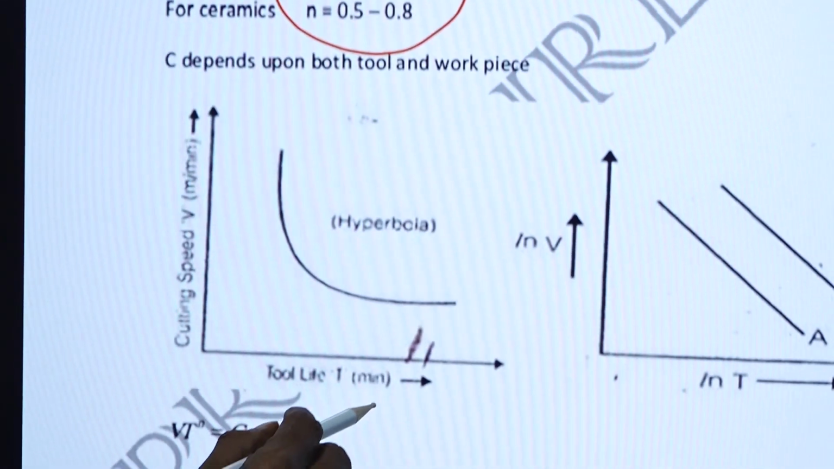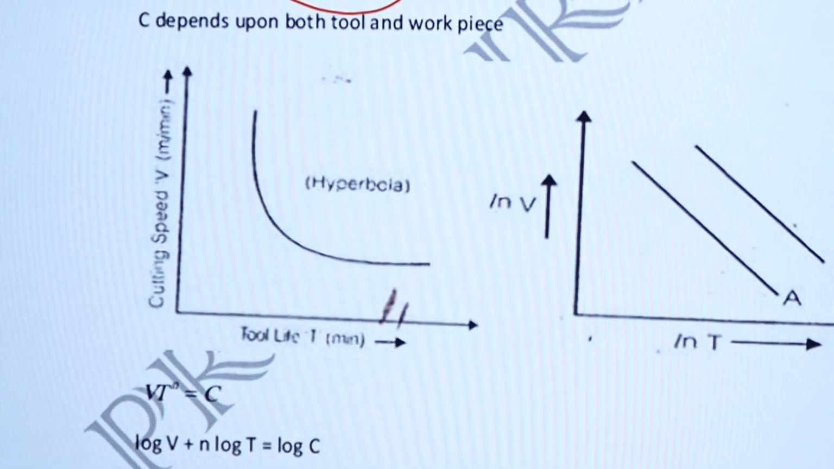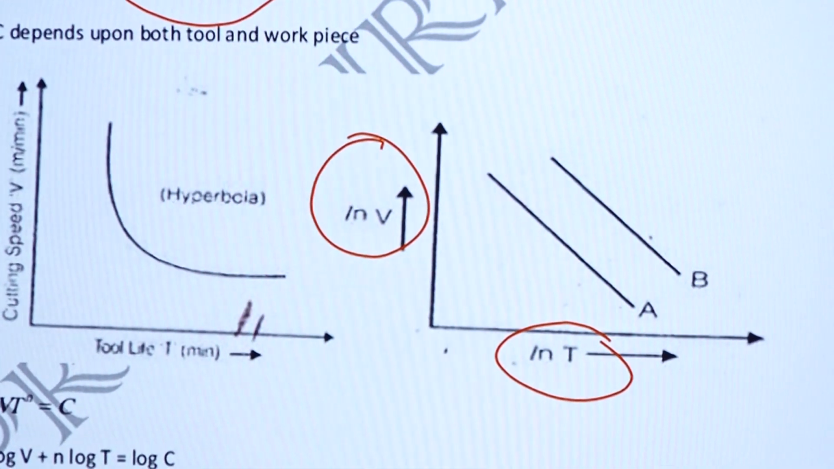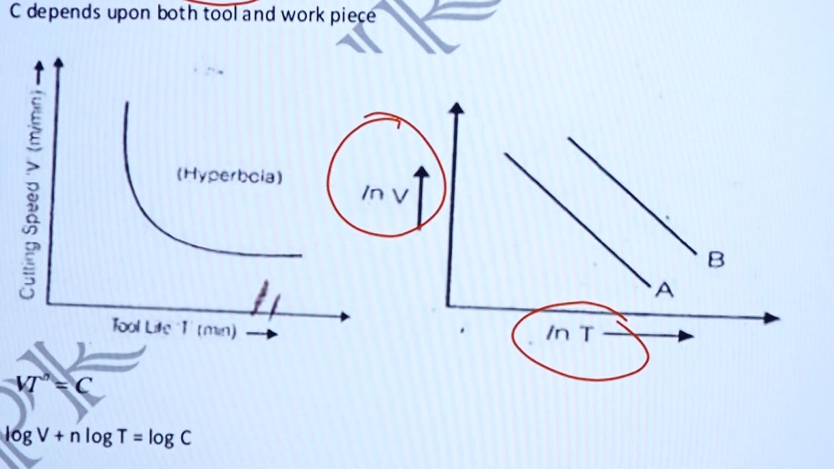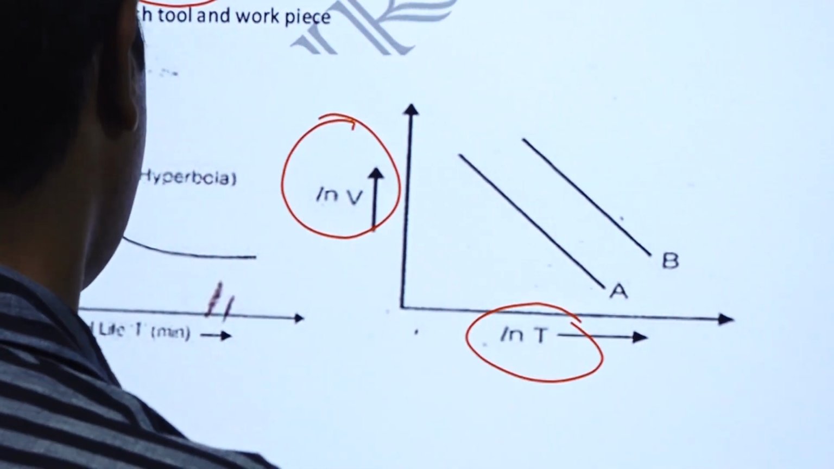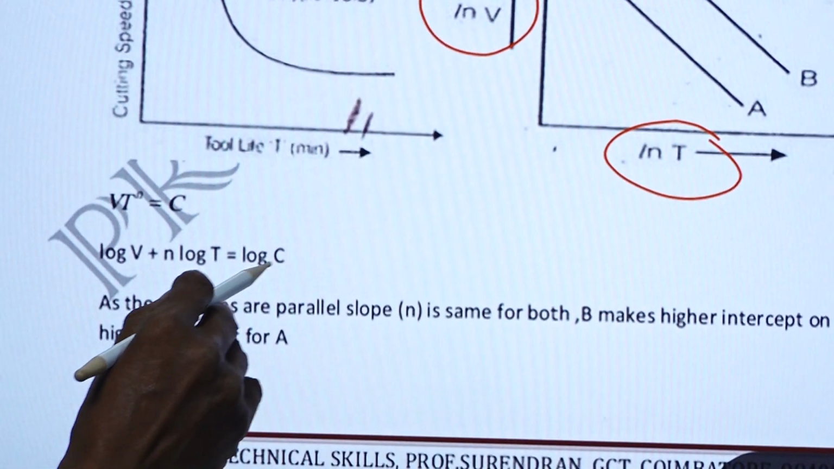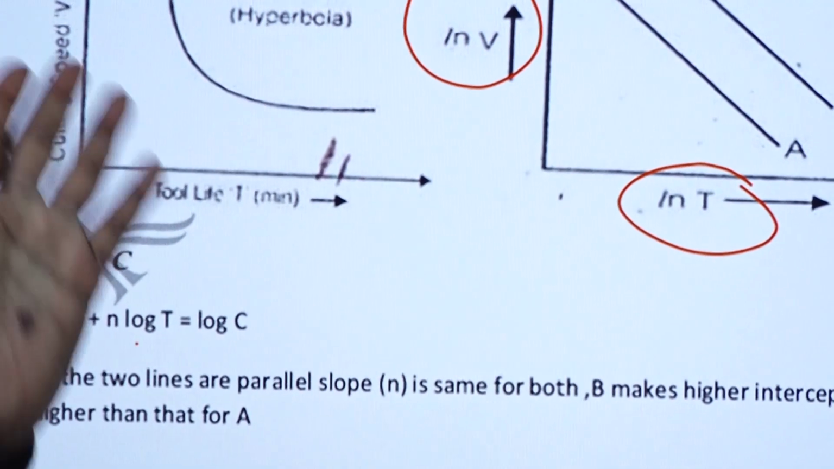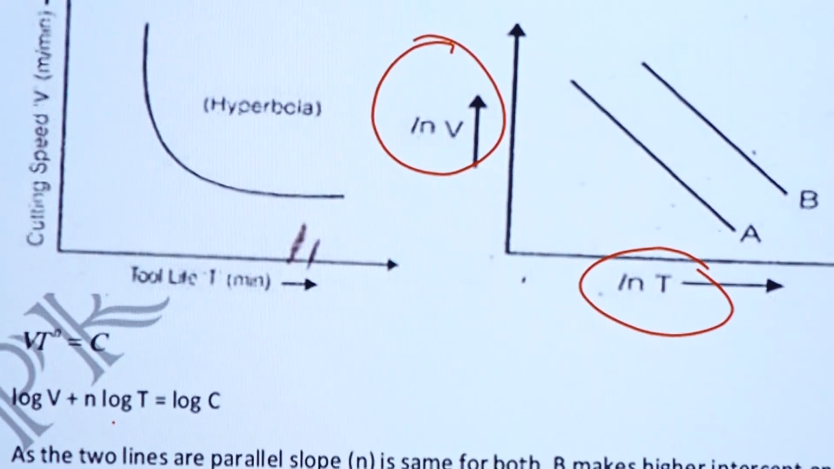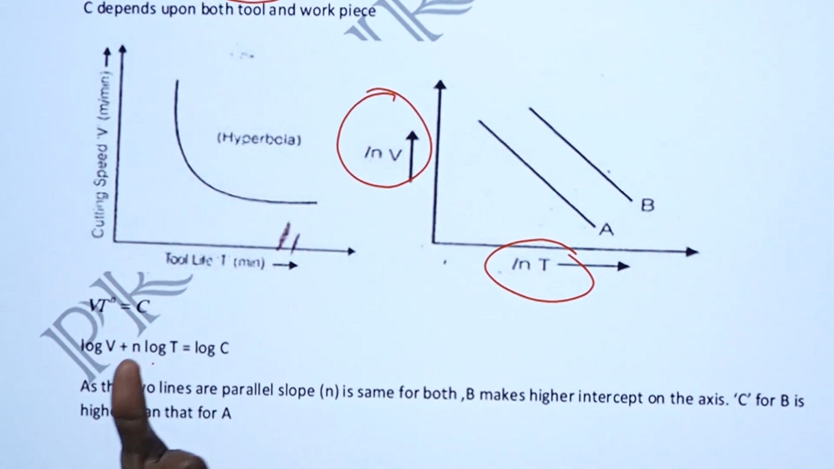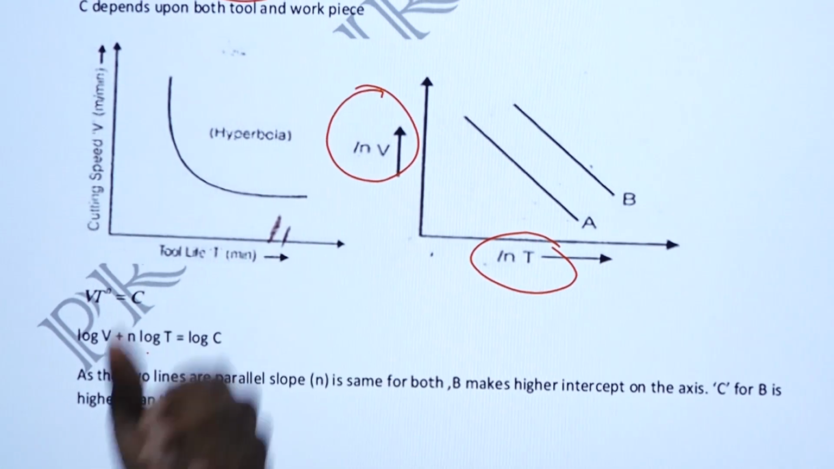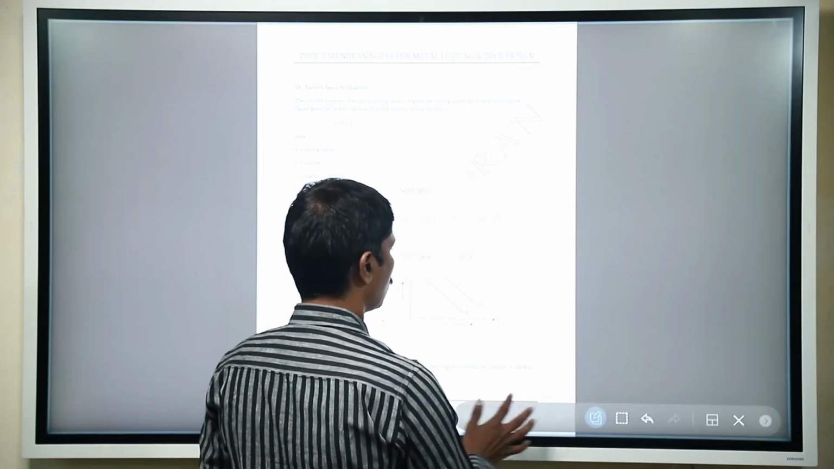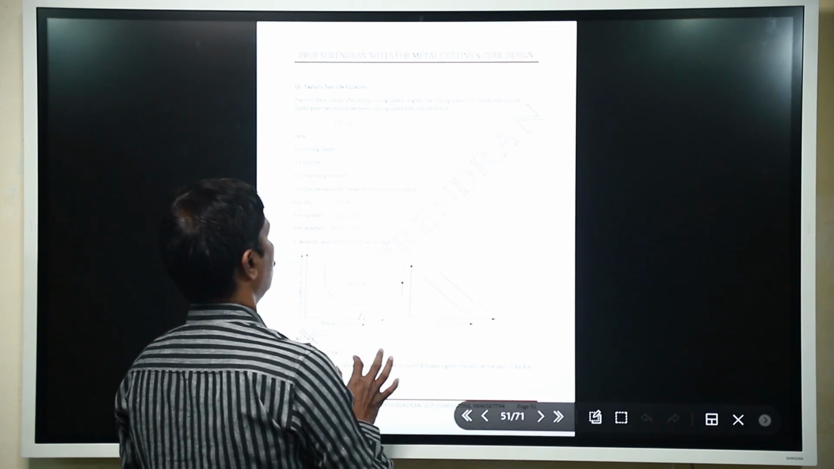For cutting speed and tool life, normally the graph will be a hyperbola. For ln V and ln T, it is a line, so it is a constant slope. So log V plus n log T equals log C. The log graph will be linear, but the actual VT graph is a hyperbola. When you take the log, you can get the linear line.